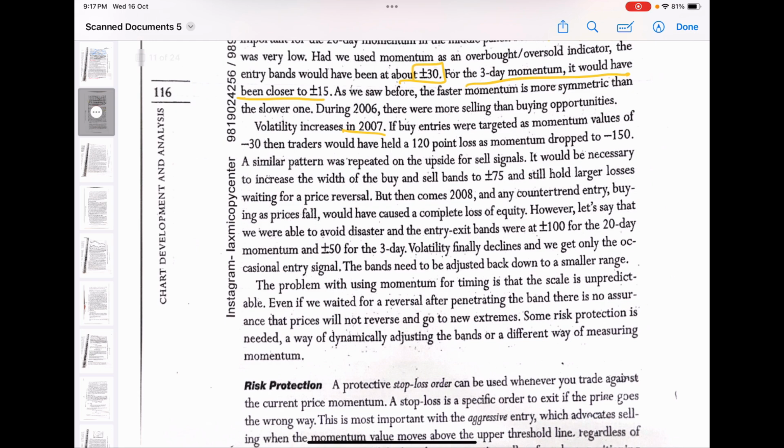So it is not so easy to use just the momentum indicator for your trading. You need to be aware of the other factors as well, and you need to use the momentum indicator as a confluence rather than the only thing you're taking a trade with. Okay, so the range of the bands also has to be adjusted accordingly.